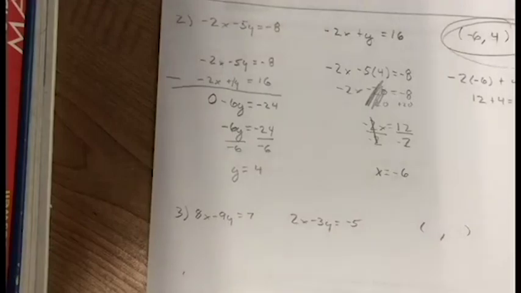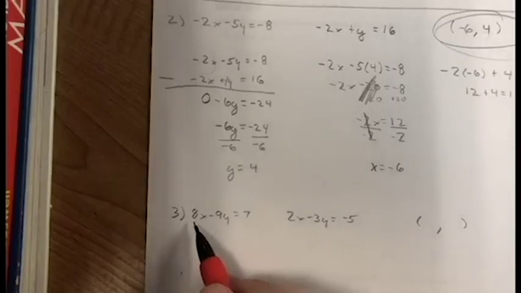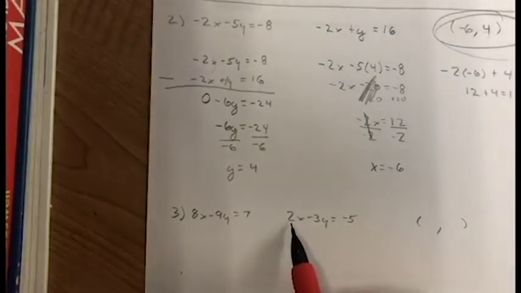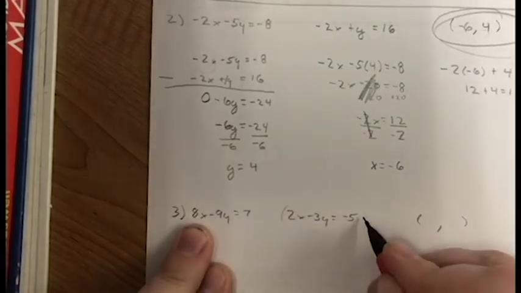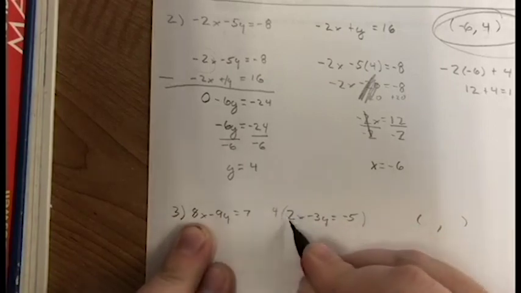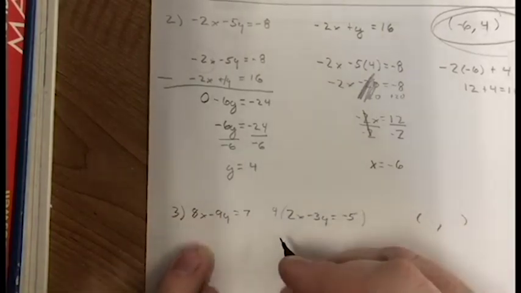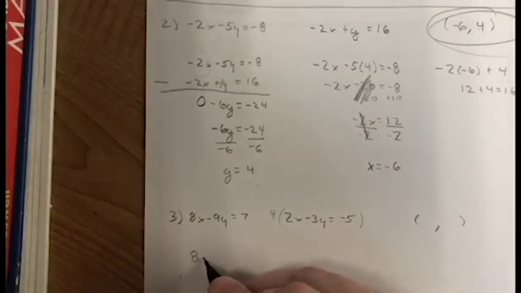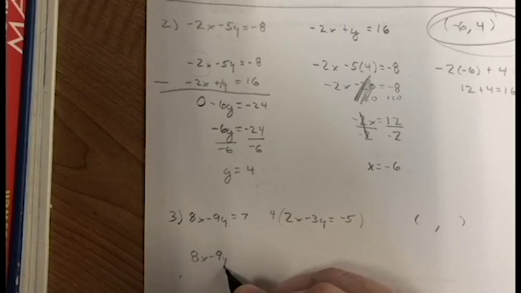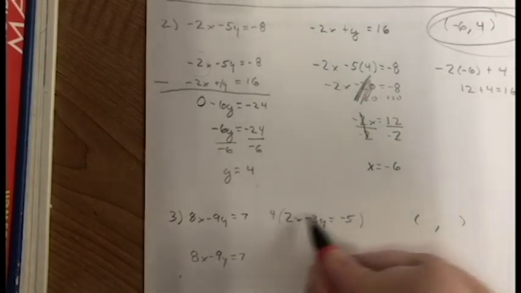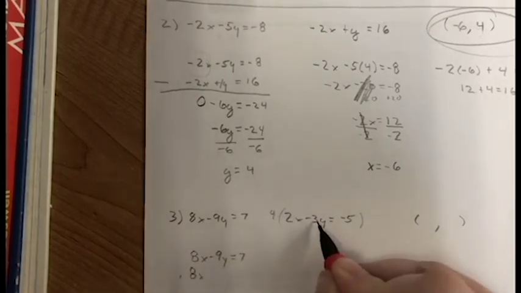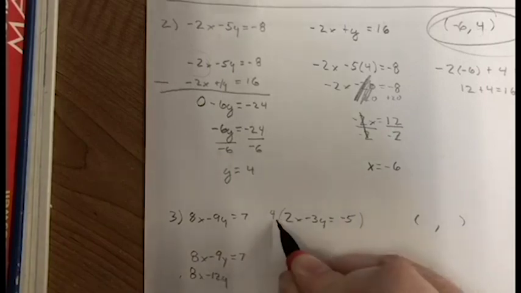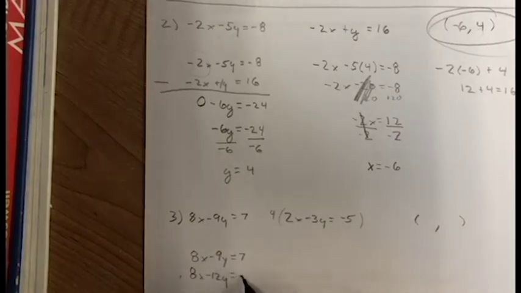So what I'm going to choose is to get my x's to be the same this time. I have to ask myself, what number can I multiply 2 by to get 8? Well, I can multiply it by 4. So I'm going to multiply this entire equation by 4. Let's write this down and do it all together. I write my first equation, and now I want to rearrange this. 4 times 2x gives me 8x, and 4 times negative 3y gives me negative 12y, and 4 times negative 5 gives me negative 20.